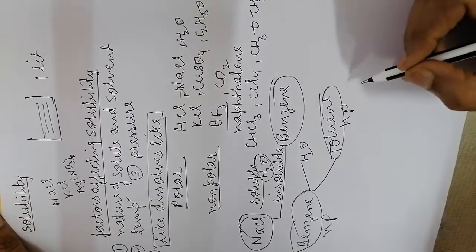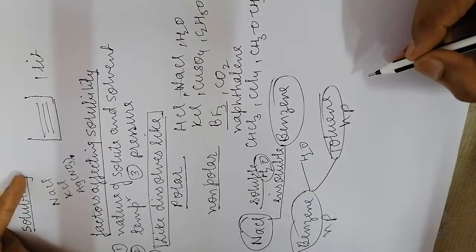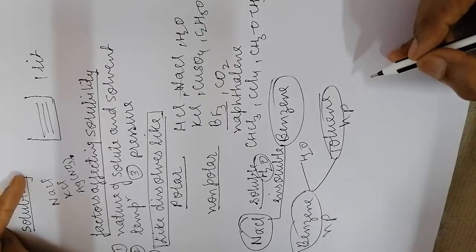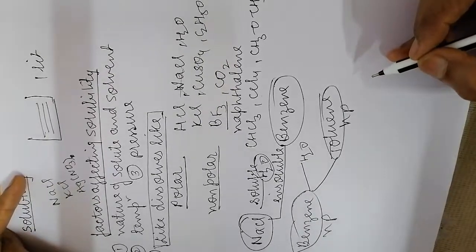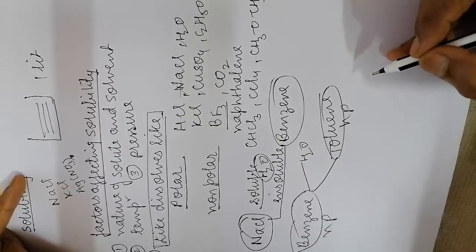So how does this nature of solute and solvent affect solubility? One rule you have to remember is that like dissolves like. It means polar solutes are soluble in polar solvents and non-polar solutes are soluble in non-polar solvents. Like dissolves like.